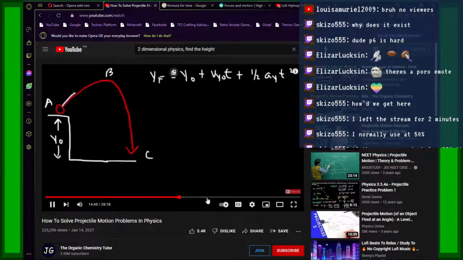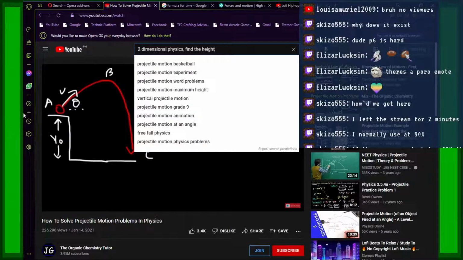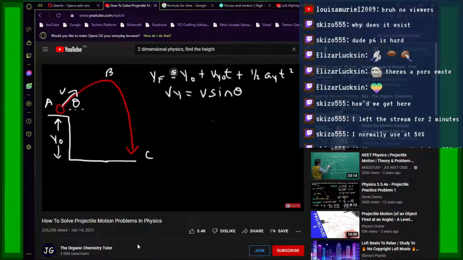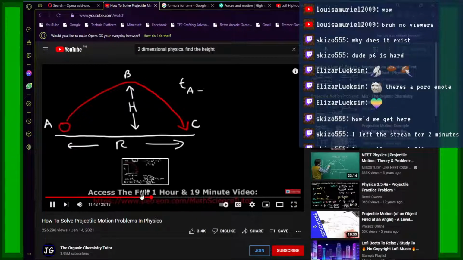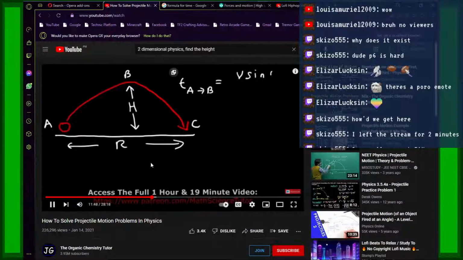You'll be given the velocity v and the angle theta. So to find Vy is v sine theta, so just keep that in mind. Now to use the quadratic formula, make sure you have a 0 on one side of the equation. The time to go from point A to point B is equal to v sine theta divided by g.